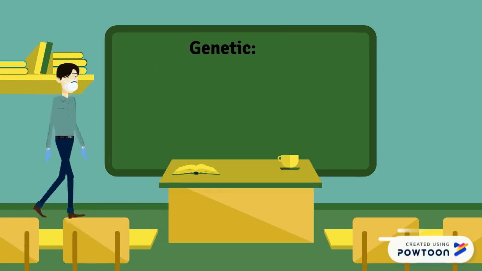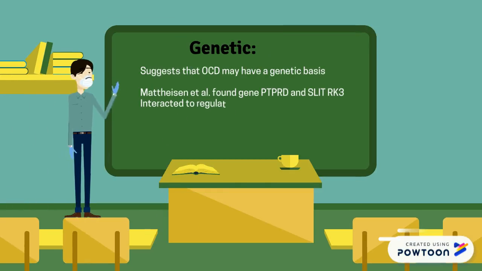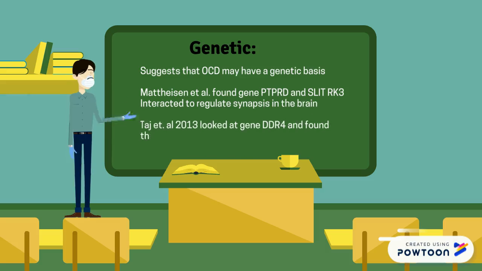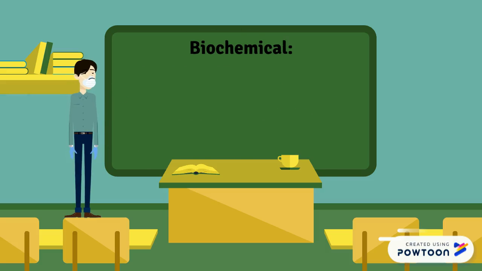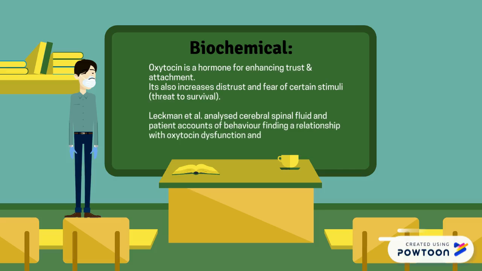The genetic explanation suggests OCD has a genetic basis. Studies find genes like PTPRD and DRD4 levels in OCD individuals to be abnormal. In the biochemical explanation, Leckman found a relationship between oxytocin dysfunction and OCD, a hormone for trust and attachment, but for distrust to stimuli for survival.